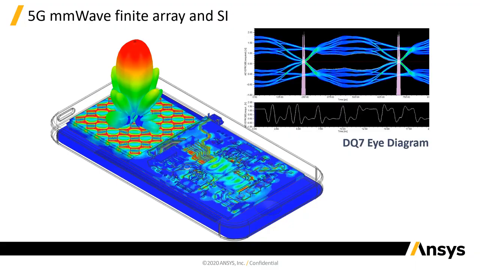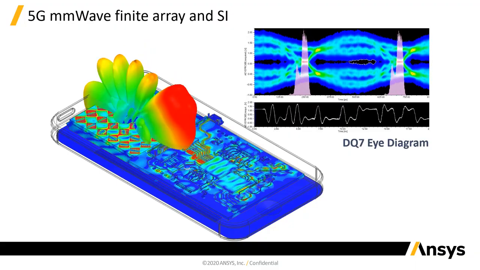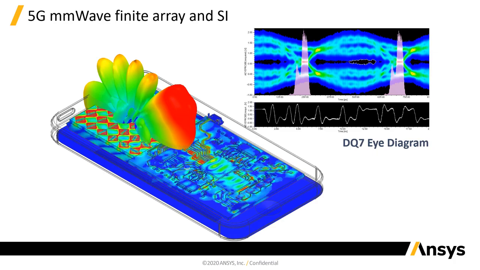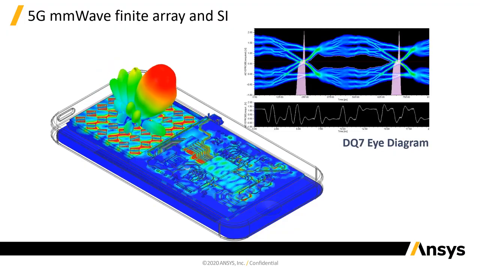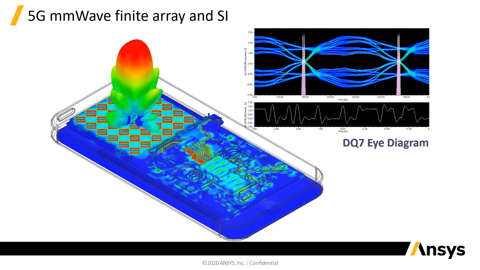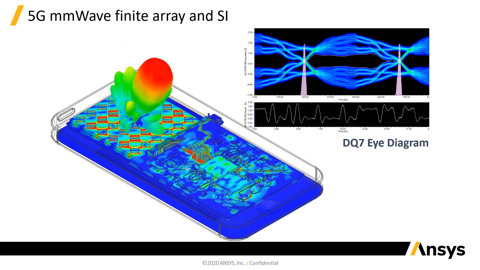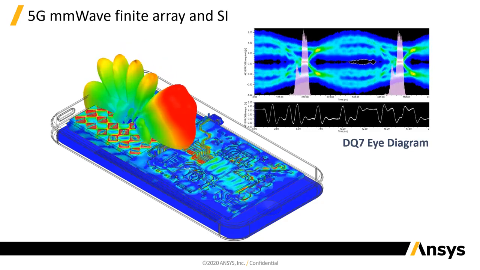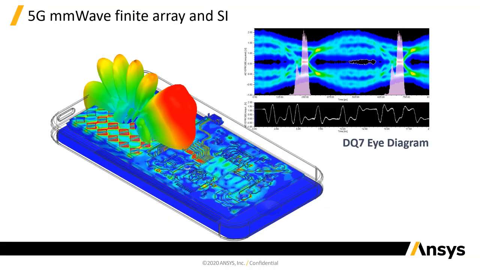So now that we have antenna arrays, depending on the excitation of your antenna array, we need to make sure that your electronics are going to perform as expected. So the great advantage of using HFSS is that we can simulate finite arrays, we can include IBIS models, and we can run this type of simulation that combines finite arrays, signal integrity, everything in a full system.